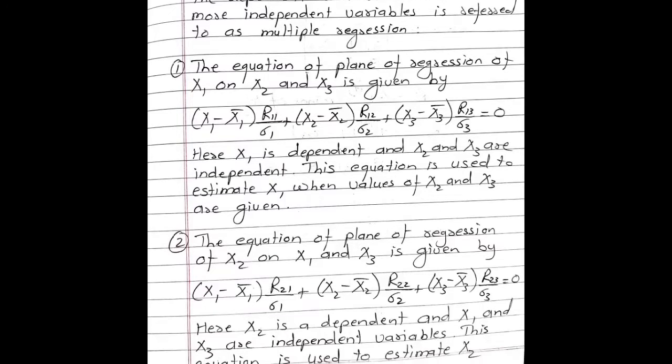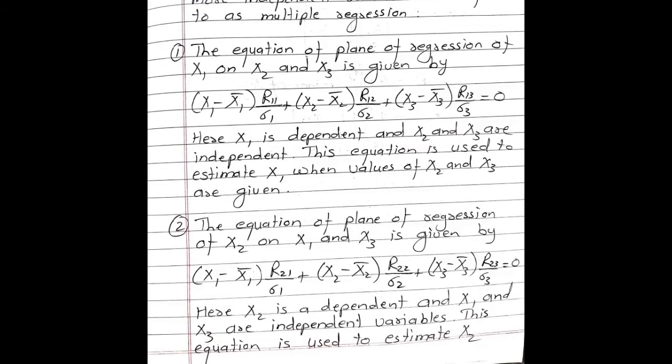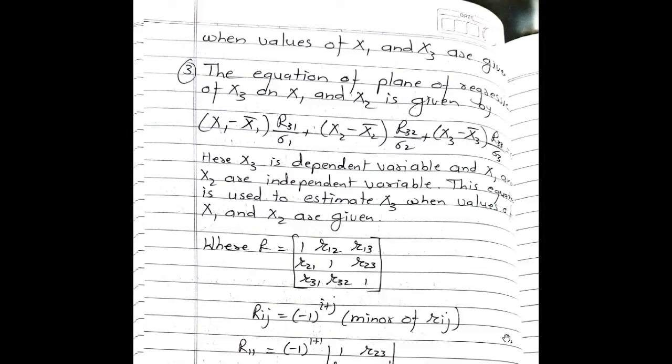Second equation. The equation of plane of regression of x2 on x1 and x3 is given by (x1 minus x1 bar) R21 upon sigma 1 plus (x2 minus x2 bar) R22 upon sigma 2 plus (x3 minus x3 bar) R23 upon sigma 3 is equal to 0. Here x2 is a dependent variable and x1 and x3 are independent variables. This equation is used to estimate x2 when values of x1 and x3 are given.